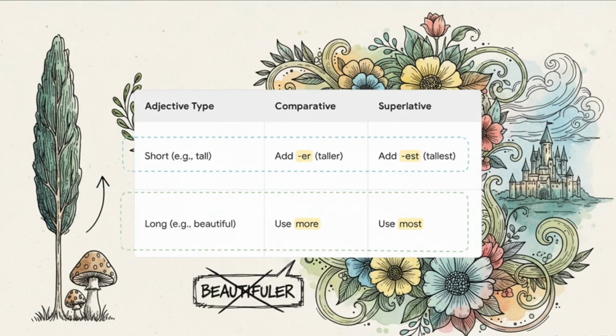So, the big question is, how do you know which rule to use? When is it -er and when is it more? Well, the rule of thumb is actually pretty straightforward. It's all about how long the word is. Short one-syllable words usually get -er and -est. Longer words, like beautiful, need more and most. I mean, you'd never say beautiful-er, right? It just sounds wrong, and that's your clue.